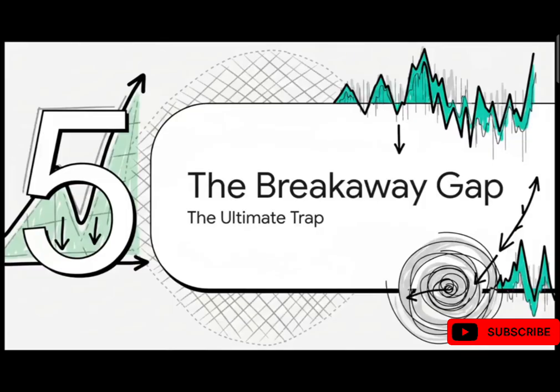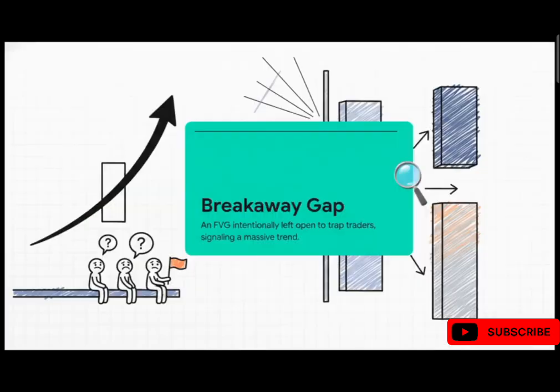Finally, we arrive at Section 5, the breakaway gap. This is the fifth and absolutely most dangerous footprint we'll cover. This is where the psychology gets really advanced, and it's exactly why you need to be a true market detective. Remember how we said FVGs act like magnets and usually get filled? Well, a breakaway gap is the devastating exception to that rule.